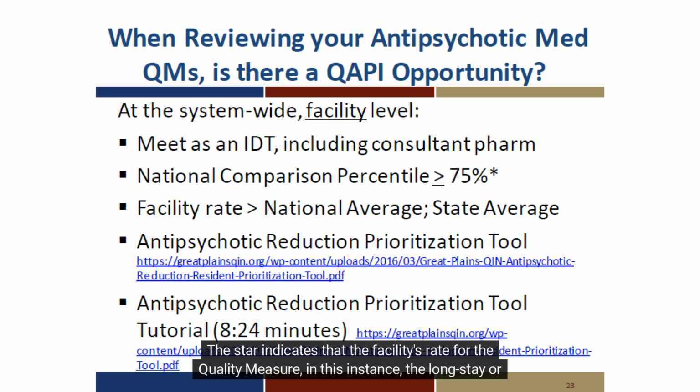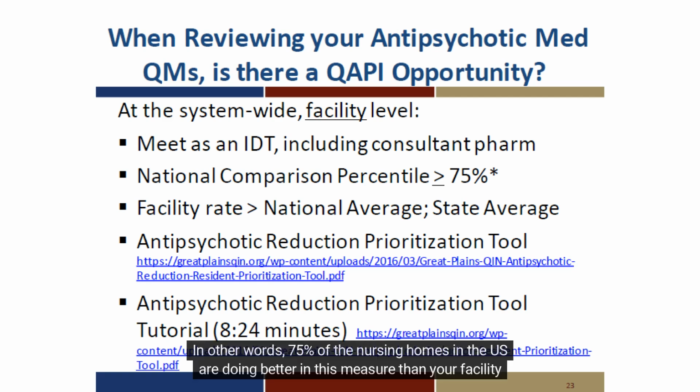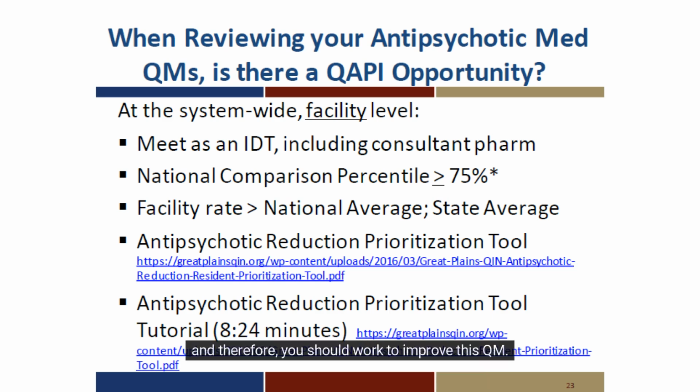The star indicates that the facility's rate for the quality measure, in this instance the long-stay or short-stay antipsychotic QM, is greater than 75% of the skilled facilities in the country. In other words, 75% of the nursing homes in the U.S. are doing better in this measure than your facility, and therefore, you should work to improve this QM.